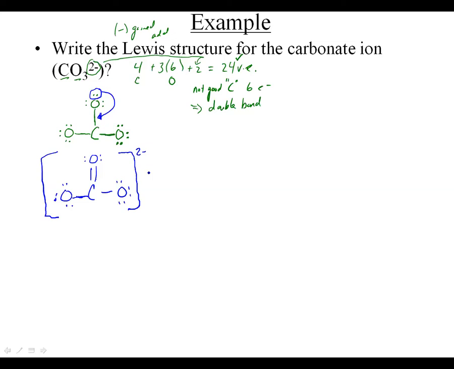Now, for this particular one, you could draw another structure, which would be a resonance structure, where perhaps we made the double bond to the oxygen on the right. And it would look something like this. And you could actually draw a third structure for this, where we made the double bond on the left, which would look like this.